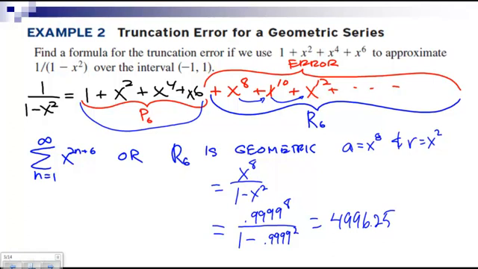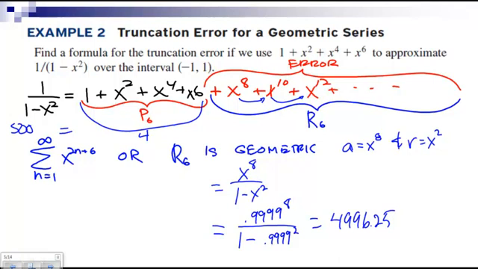Now, does that make sense? Remember, we said that when we did 0.999, this was the first four terms. This is everything else. What did we say this was at x equals 0.999? 5,000 something. Can we know what order will give us a tolerable answer, an answer that's good enough at some error? That's what the rest of this whole lecture is all about.